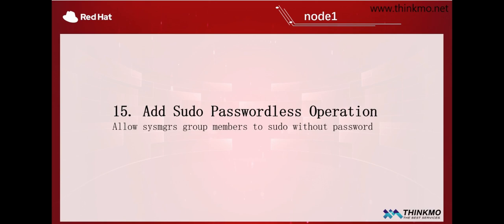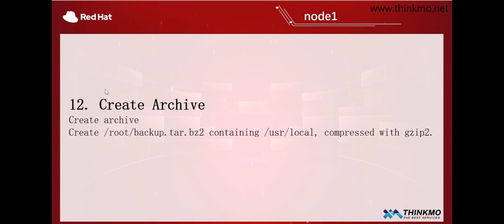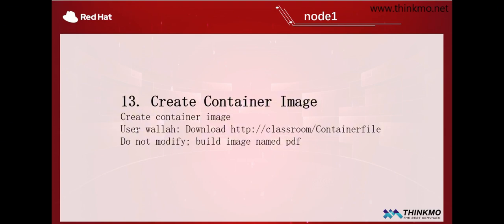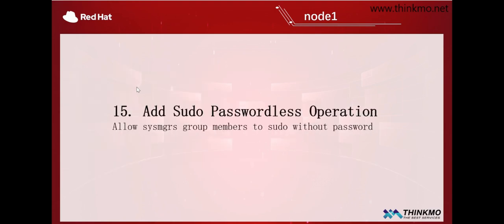Under normal circumstances, especially in some of the previous questions, up until question 12, we were using the administrator. You can see that before question 12, we were all administrators. It wasn't until after question 13 that we started using a regular user. Question 14, and then question 15, requires us to help our regular user add passwordless operations for speed.